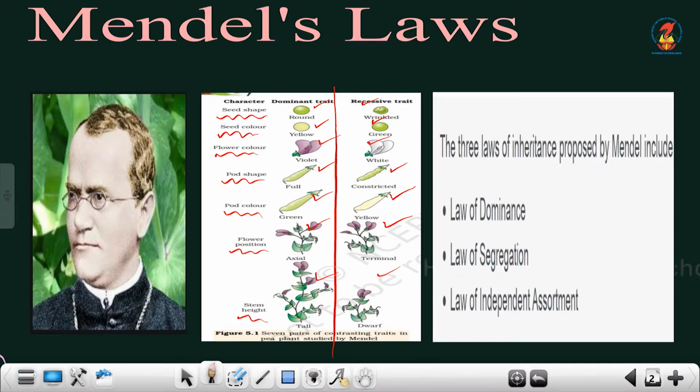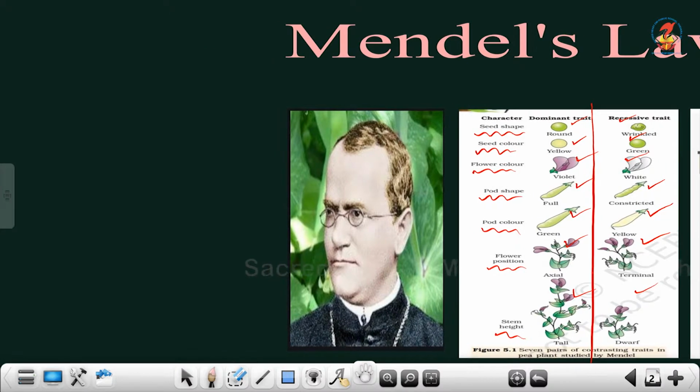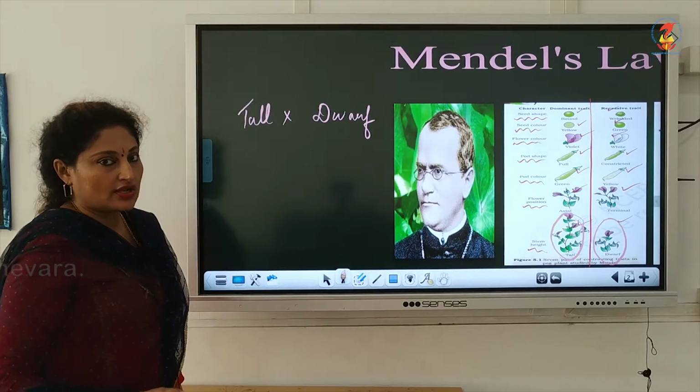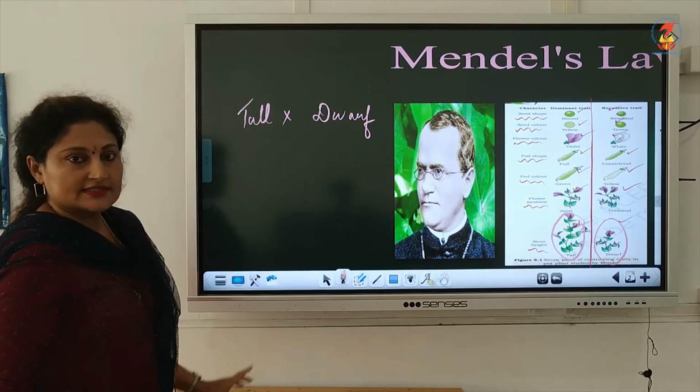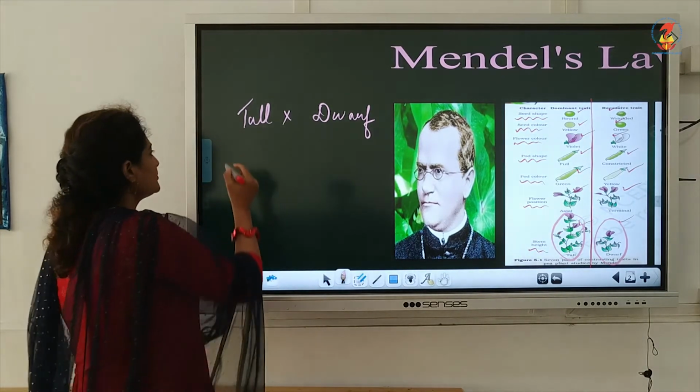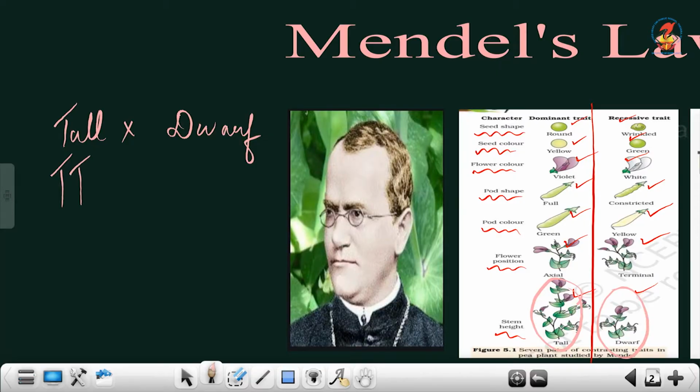Now, how should we apply it? So, I told you it is a cross between tall plant with dwarf plant. Now, we know tall is dominant over dwarf. See, stem height, tall is dominant over dwarf. So, we are assigning based on the dominant trait. The dominant trait is tall. Tall, the starting letter is T. So, we are assigning the genotypes with T. So, tall will be capital T, and dwarf will be small t.